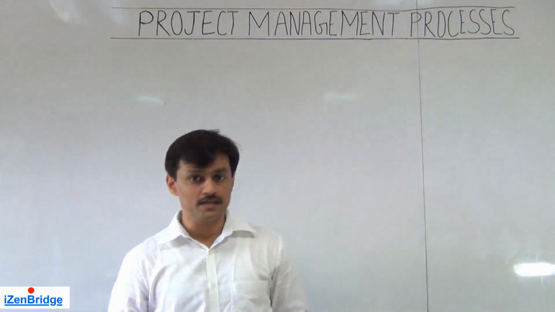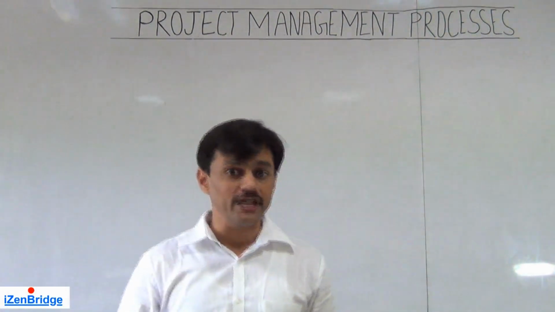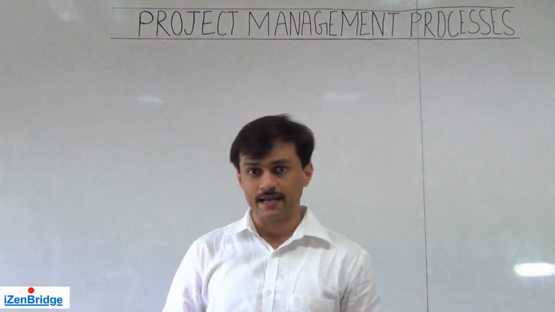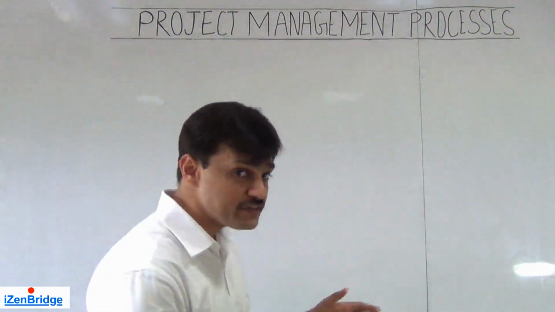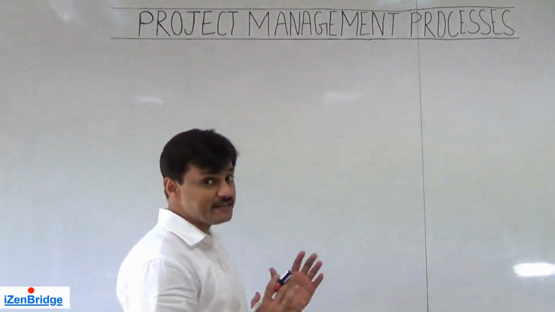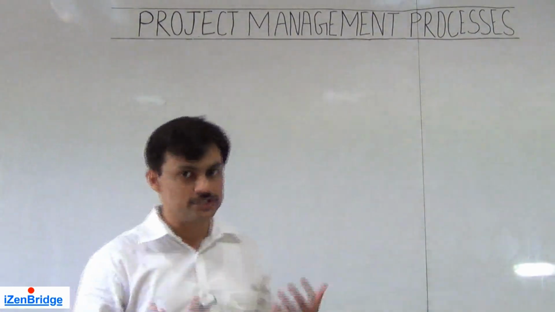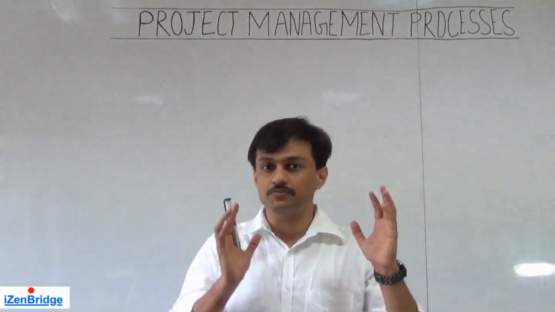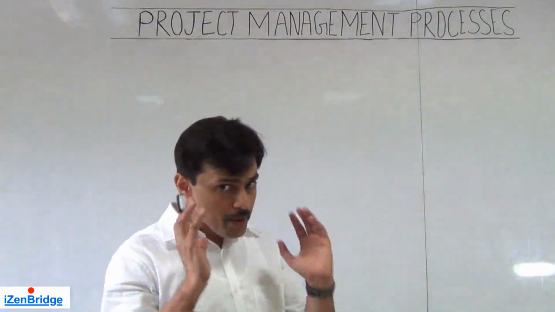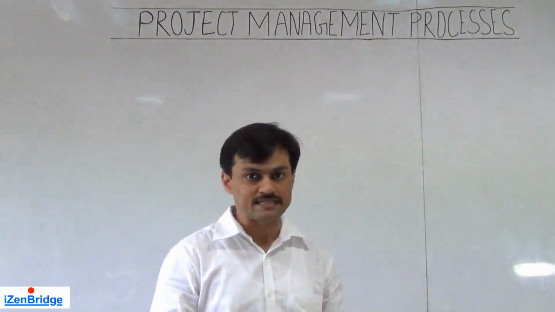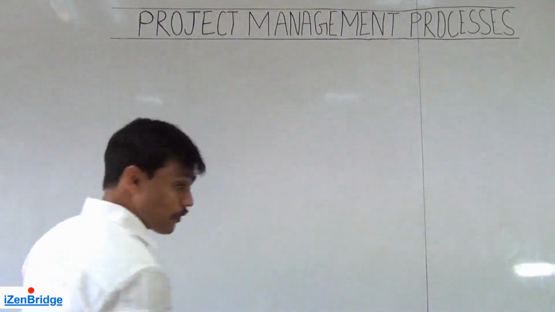Project management is about applying knowledge, skills, tools and techniques to project management activities so we can effectively manage projects. We apply knowledge and skills using project management processes. So the PMBOK consists of 47 processes. So let's look at processes in this lesson.